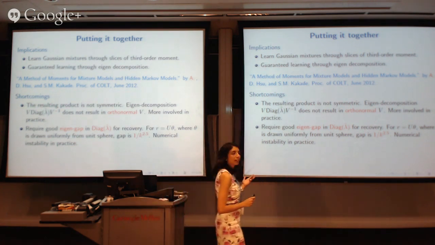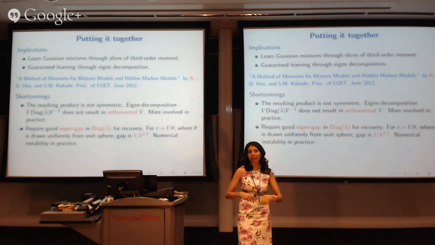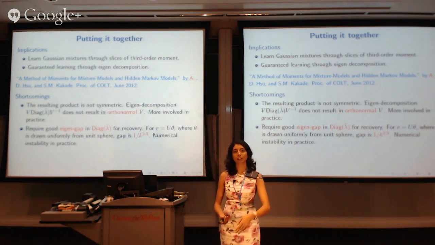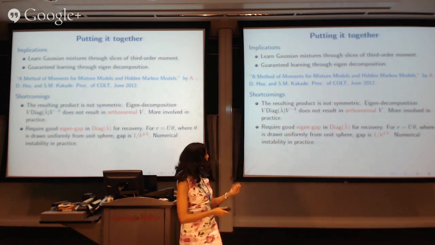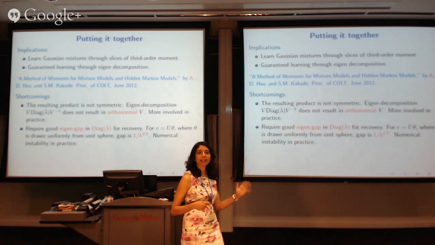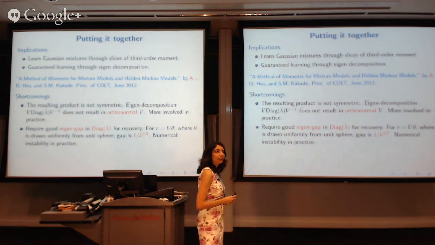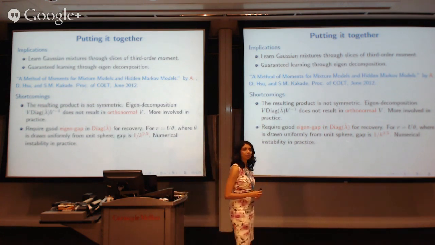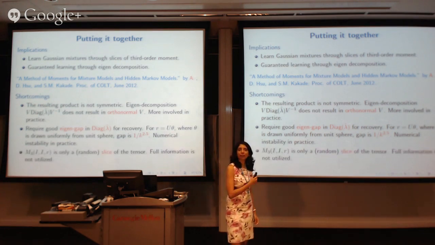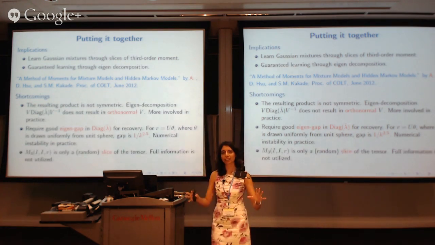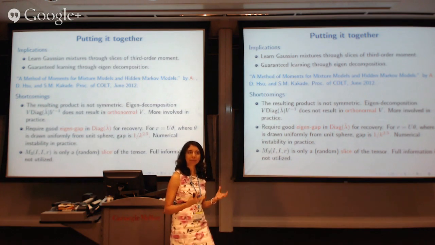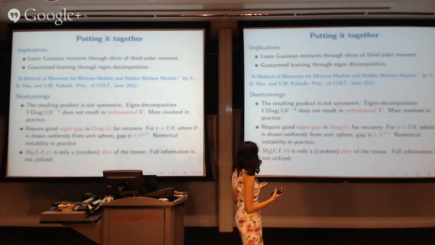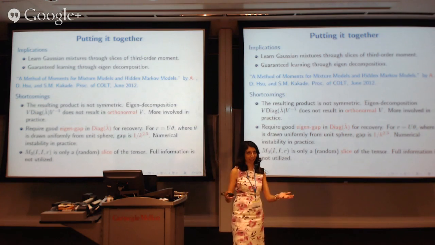And this is not just a theoretical notion. Even in practice, I have numerical instability. Because I'm taking a random slice of this tensor and then trying to find its eigen decomposition, that's not so stable in practice. So this was the main drawback: although I have this tensor, I'm taking random slices of it. So this does not seem like an efficient method to exploit the information in the tensor.